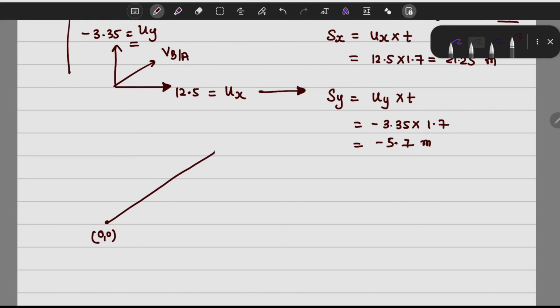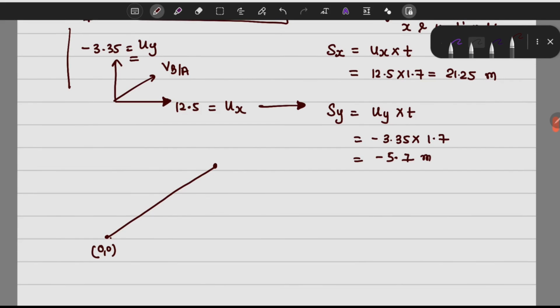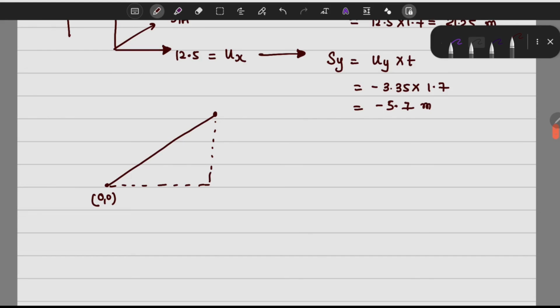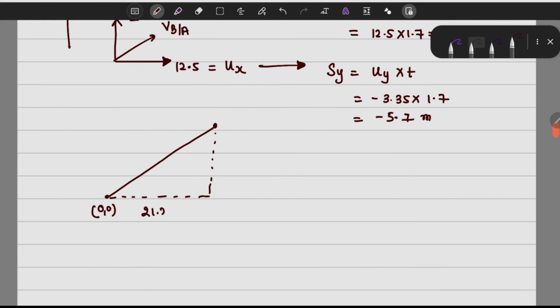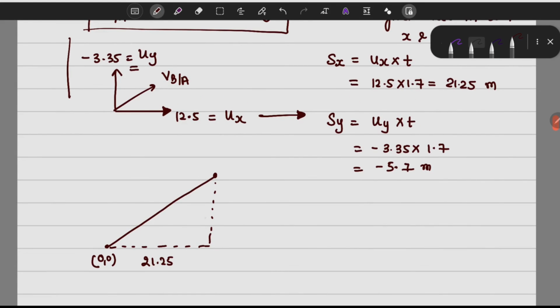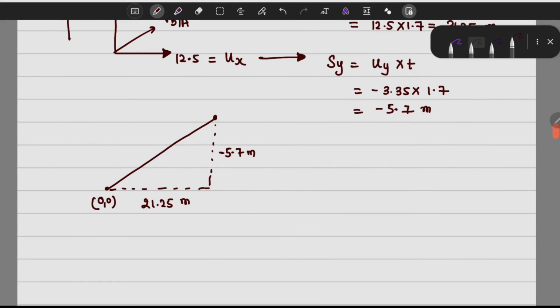Okay, now we know that B with respect to A has started from the origin, and it has reached this particular point, which has a distance of 21.25 in the x direction and minus 5.7 meters in the vertical direction. Denoting this as a minus just means that it is in the opposite direction. This particular coordinate we can write as 21.25 comma minus 5.7.